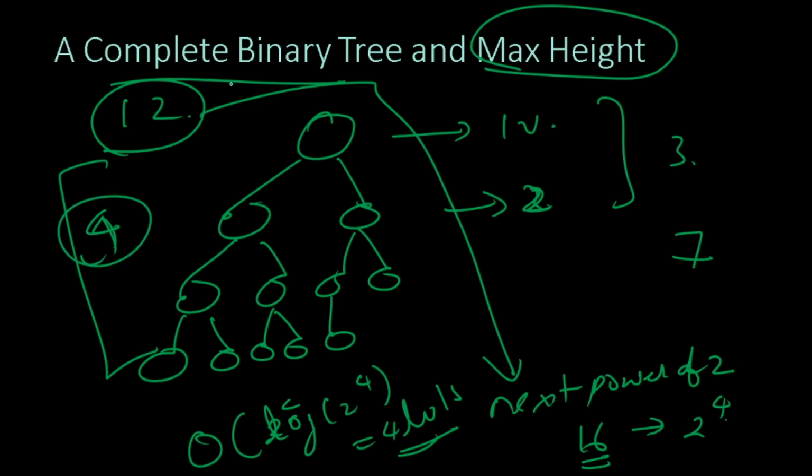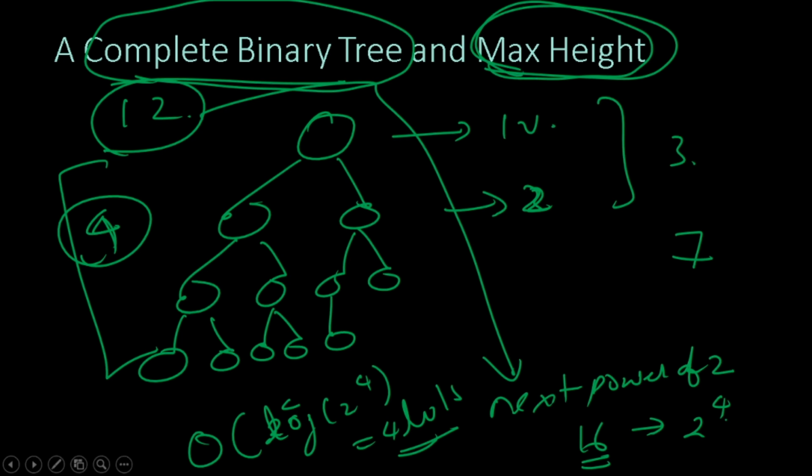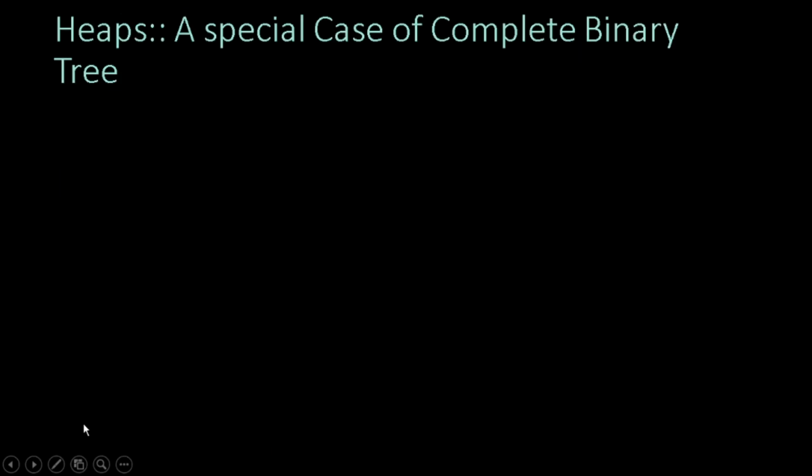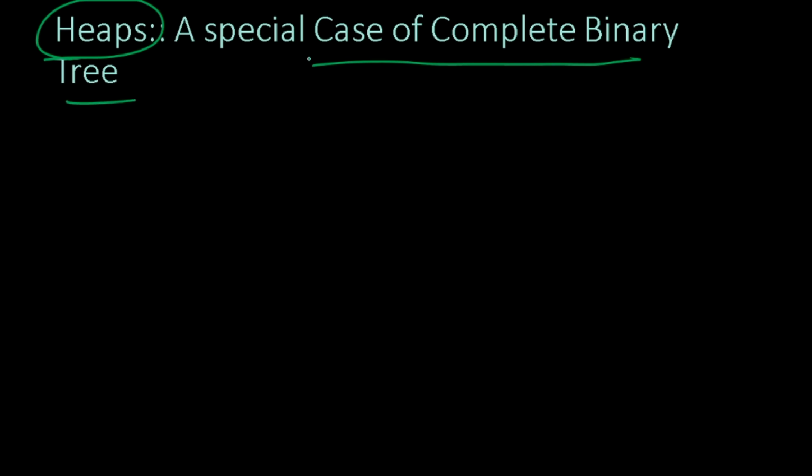Okay. So the advantage of going for a complete binary tree is it's very compact and we can reduce the maximum height. So these are the terminologies. So now let us look at heaps. These are a special case of binary tree, the complete binary tree. So we will see what that means.